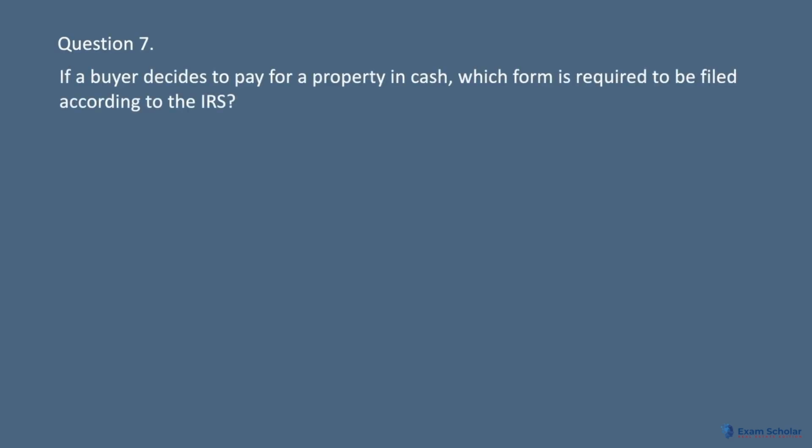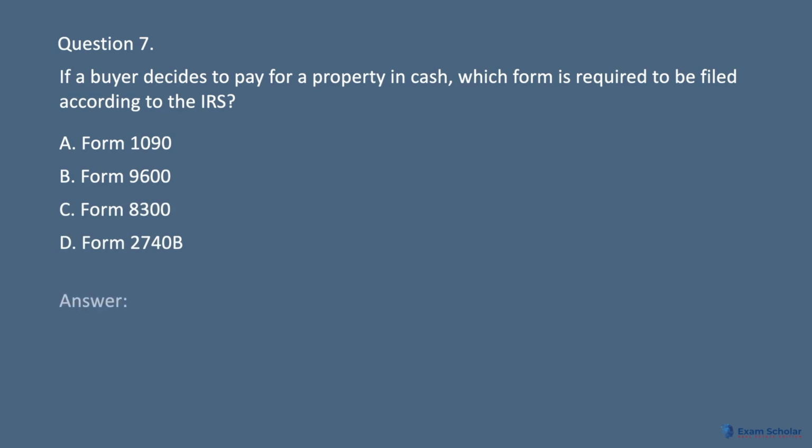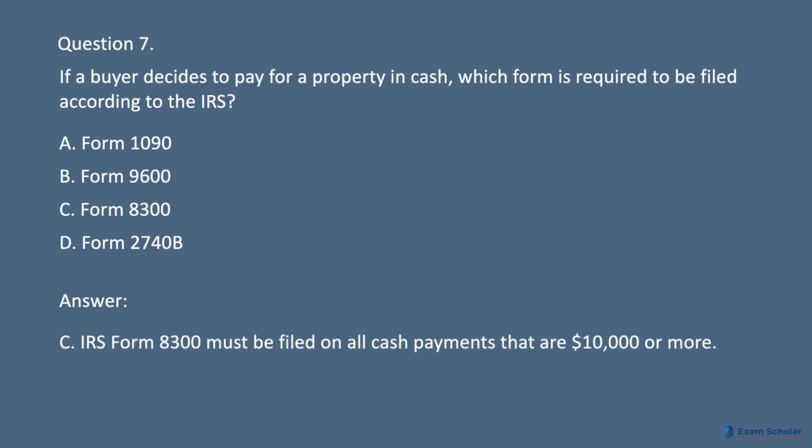Question 7. If a buyer decides to pay for a property in cash, which form is required to be filed according to the IRS? A. Form 1090. B. Form 9600. C. Form 8300. D. Form 2740B. Answer C. IRS Form 8300 must be filed on all cash payments that are $10,000 or more.